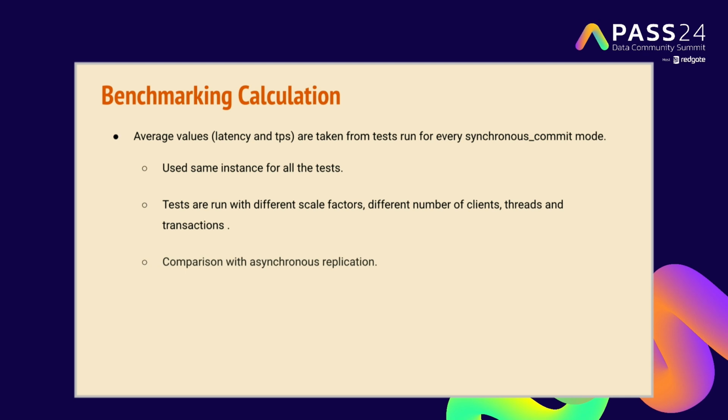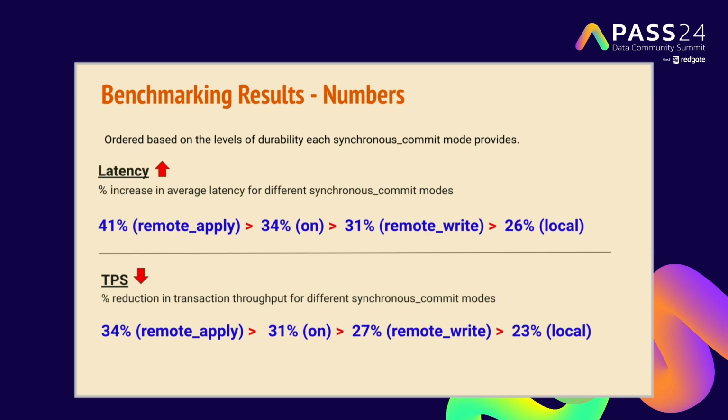We used the same instances for all the tests. We ran tests with different scale factors, different numbers of clients, threads, and transactions, and we compared it with the asynchronous replication's average latency and TPS. These were our numbers, ordered based on the levels of durability each synchronous commit mode provides. As you can see, remote apply, providing the highest durability, also had the highest increase in latency, which was 41% compared to synchronous commit on, and compared to synchronous commit remote write, which had 31%, and local at 26%.